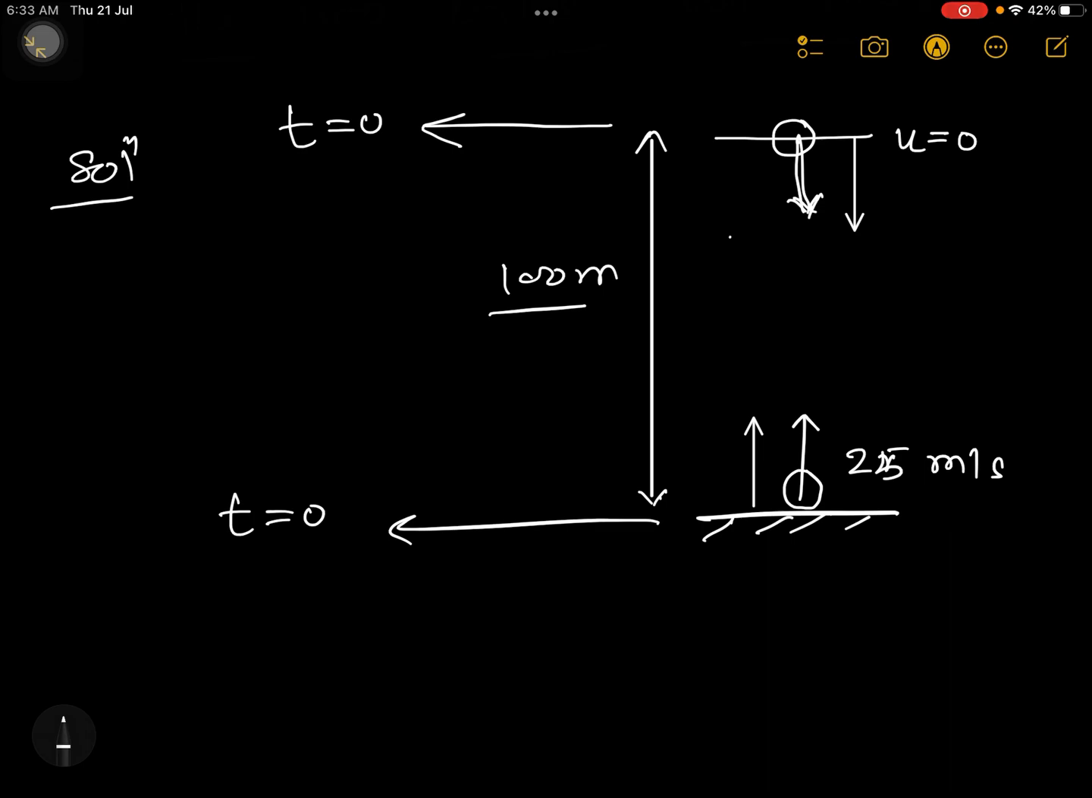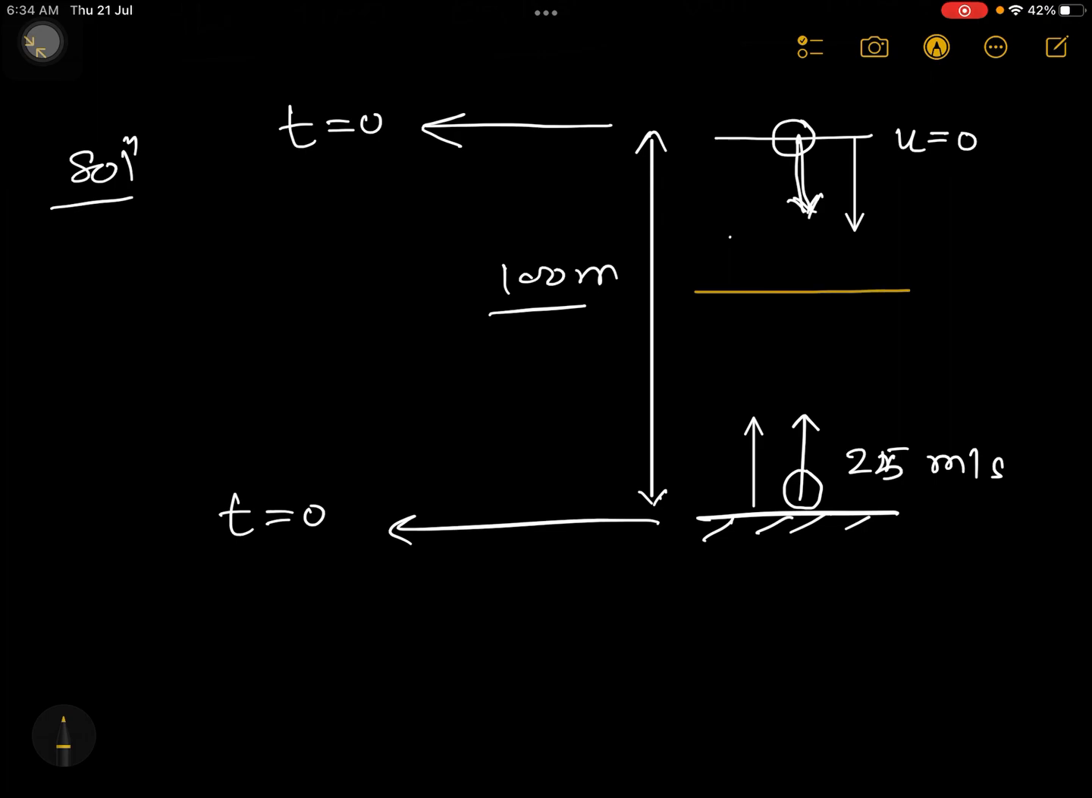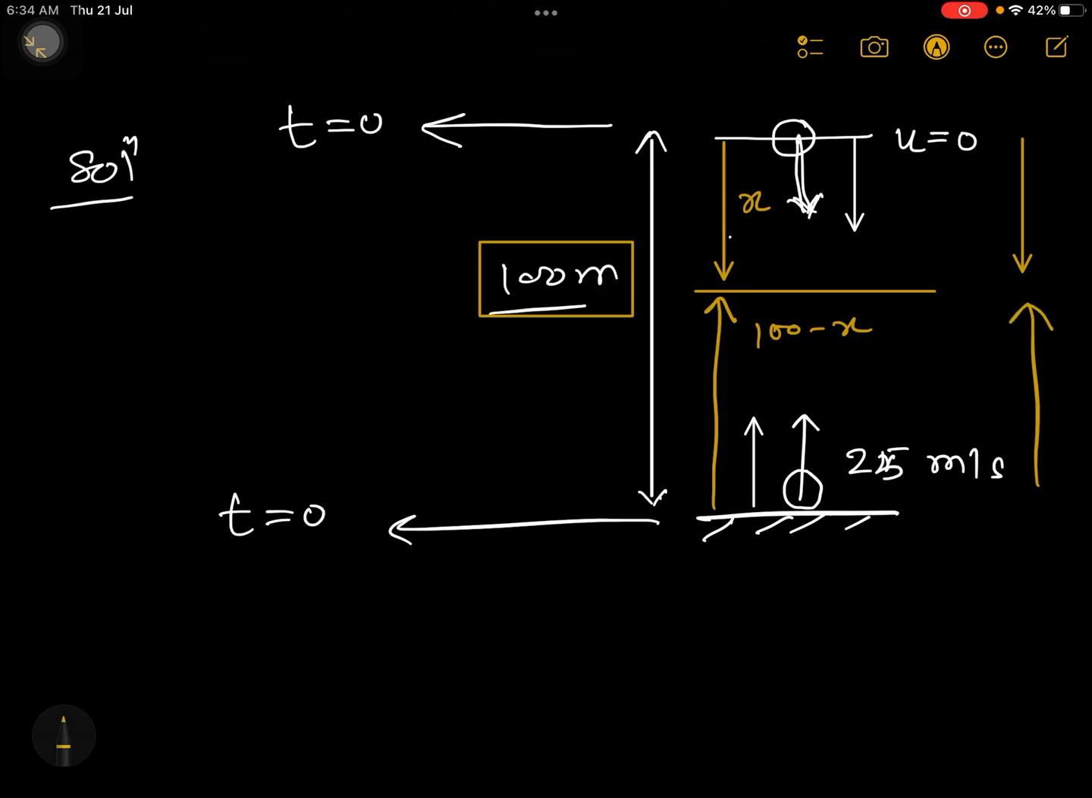Imagine we are not sure where they will meet and when they will meet. So for that point we are considering any reference line. Suppose I am considering that at this location they will meet. So now I'm considering this guy will fall for x distance, correct? So this guy will reach how much distance? This guy will reach 100 minus x distance. Why? Because total height is 100 meter. So if this is falling by x meter, then of course this guy will rise for 100 minus x, correct?